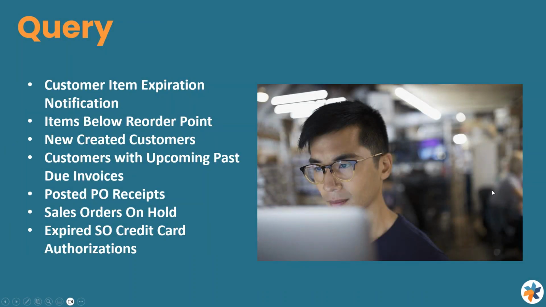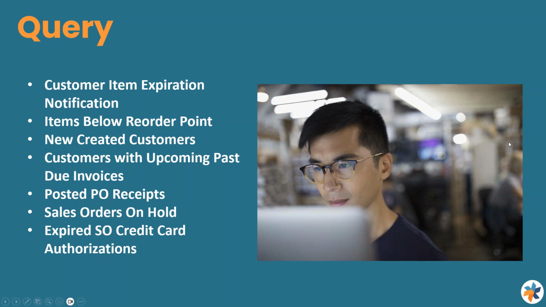A few examples that we have also done for our customers are customer item expiration notification. If an item gets expired, it can send you a notification, like a list of those items. Again, the reorder point, newly created customers with upcoming past due invoices, posted purchase order receipts, sales orders on hold, and expired sales order credit card authorizations.